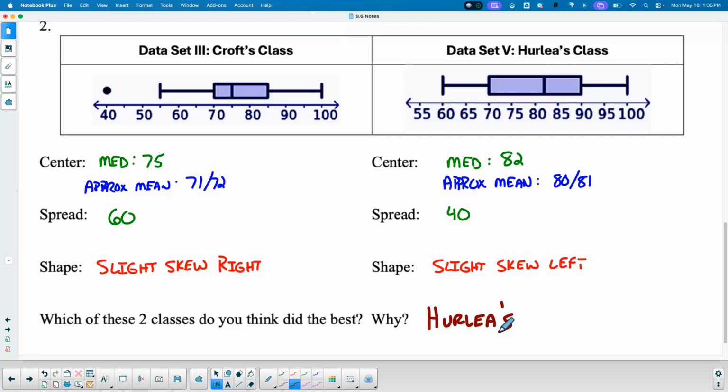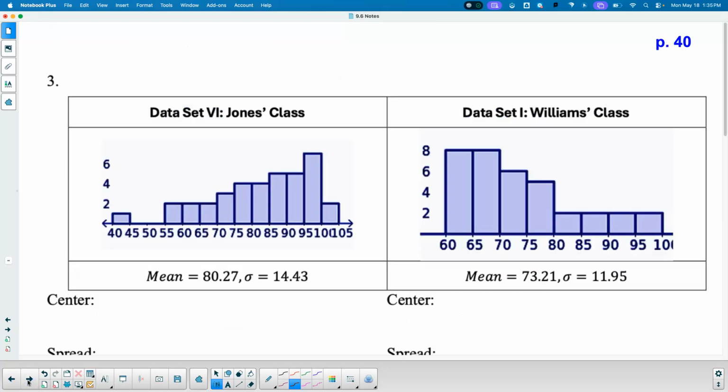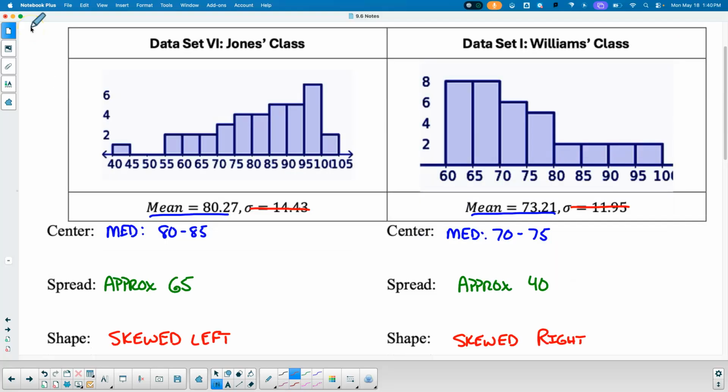At your table now, I want you to do the back side together. Okay? Go for it. First one, means were given to us. Approximate median is somewhere on the left one, between 80 and 85, because we know how many data points there are in those buckets. We can figure out the approximate location of it. Okay. The median on the right one is in that 70 to 75 bucket.